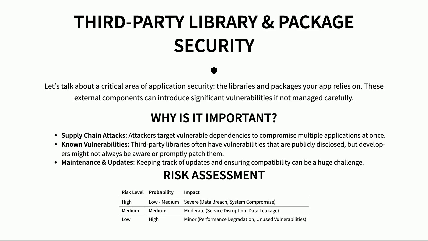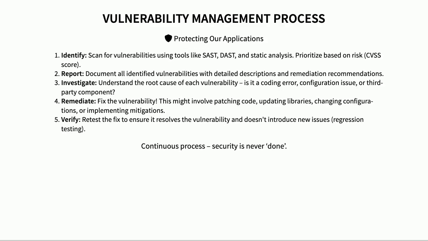Okay, let's talk about how we handle vulnerabilities in our applications. It's a crucial part of being an application security engineer. First, we need to find the vulnerabilities. We use tools like SAST and DAST scanners to automatically spot potential problems. Think coding errors or weaknesses in how the app is built. Then, we document everything thoroughly with clear descriptions and what needs to be fixed.